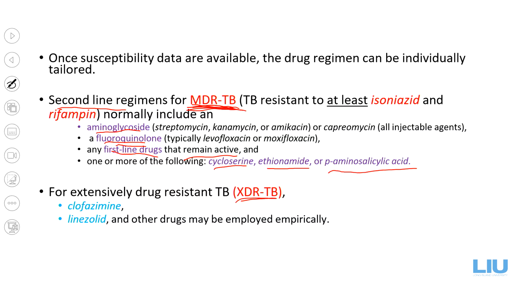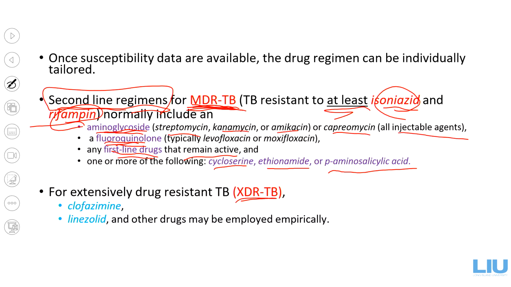So let me explain. When you start this first line treatment, at the same time you're also running experiments to find the kind of bacteria that you have. Now, if this bacteria is found to be resistant to at least 2 of these 4, which are isoniazid and rifampin, then you would switch to the second line of treatment. What does the second line of treatment include? It includes these agents: aminoglycosides such as streptomycin, kanamycin, amikacin, or capreomycin, and these are all injectable agents.